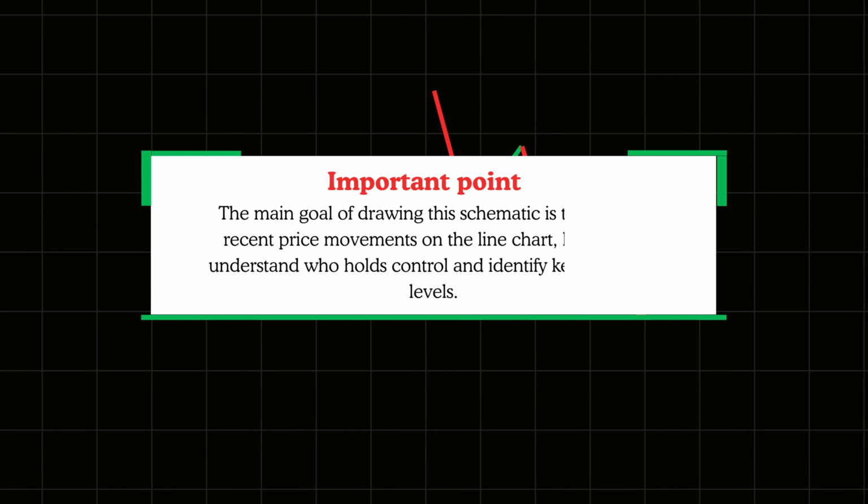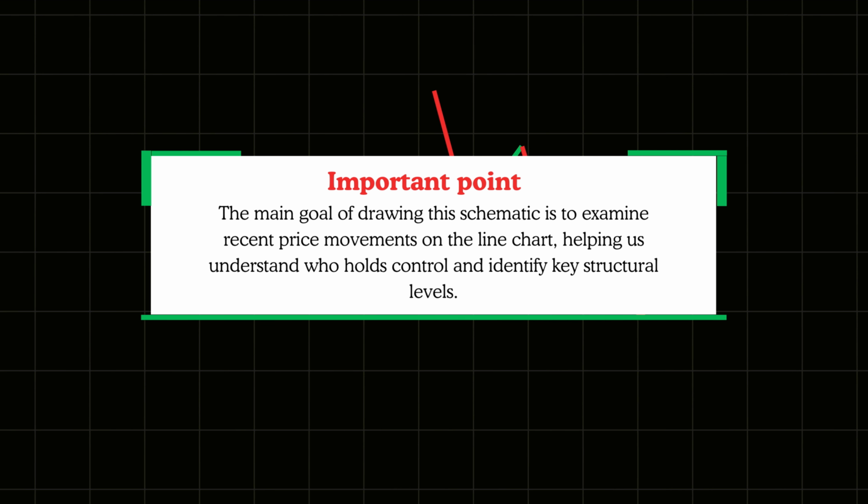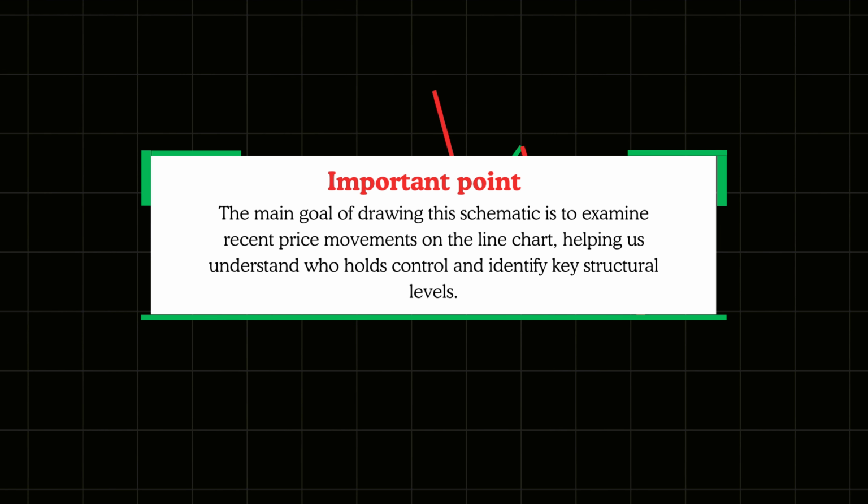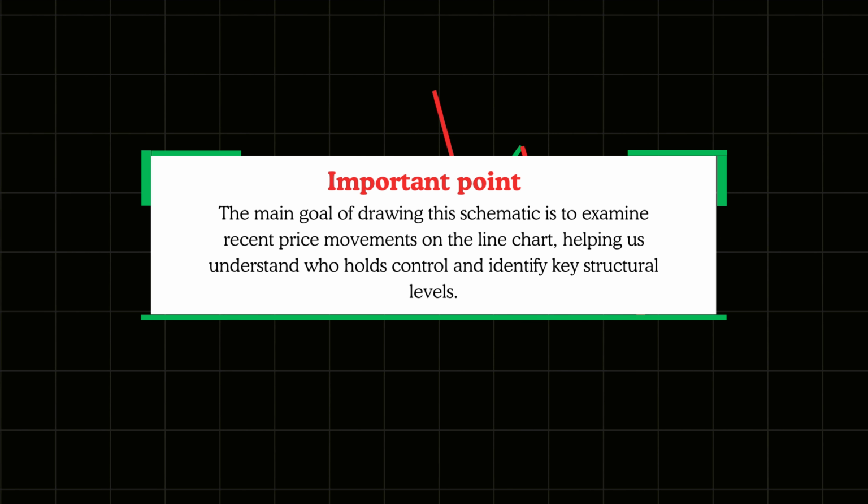When we start our chart analysis, the first step is to outline the market structure schematic in order to determine the market direction. The main goal of drawing this schematic is to examine recent price movements on the line chart, helping us understand who holds control and identify key structural levels. Let's say these are the latest market movements on the 1-hour chart, which serves as our analysis time frame.